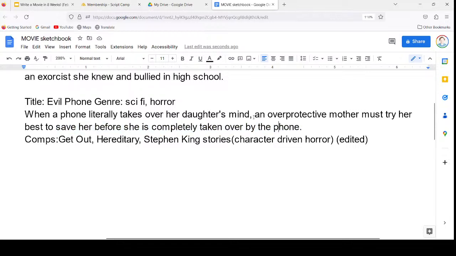Yeah. When a phone literally takes over her daughter's mind, that's brilliant. And I'm into that. I'm totally with you. Okay, so the first half you had me. You've lost me in the second half a little bit. I mean, overprotective mother, I'm with you. But must try her best to save her. We know that, but what does she have to do to save her, right? Does she have to kill 3 virgins and bathe in their blood? Does she have to go on a quest? Does she have to do something by a certain time? Do you see what I mean, where we're just looking for specificity of action?